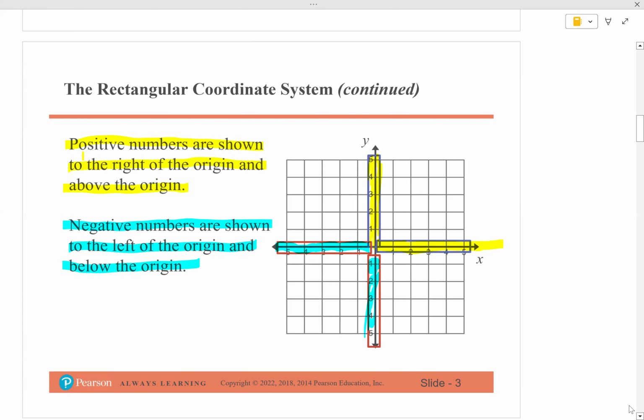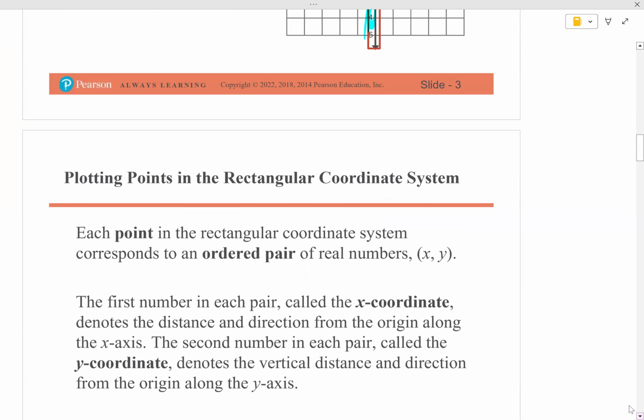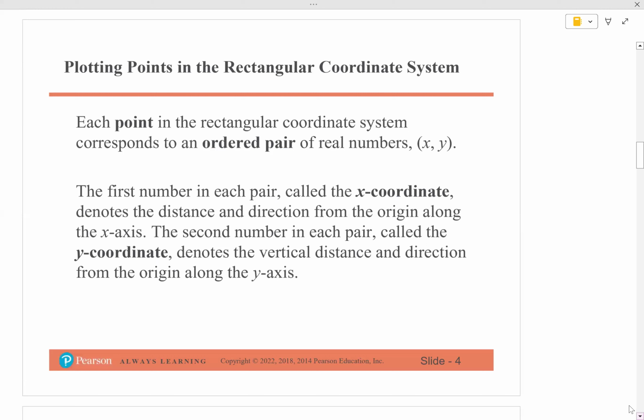That's something you've probably seen before, I would imagine. It seems like most students remember that, maybe because it's visual, and visual things are easier to remember. Okay, now we want to talk about plotting points.